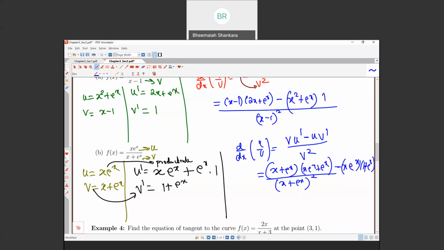Again, I don't want you to simplify, so you're good to leave it as such. So plug in for v, u prime, and then u, v prime. Denominator is v square always.